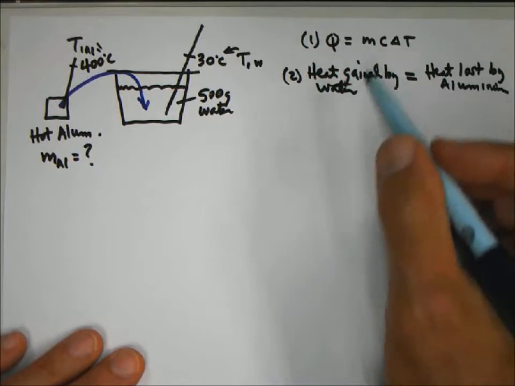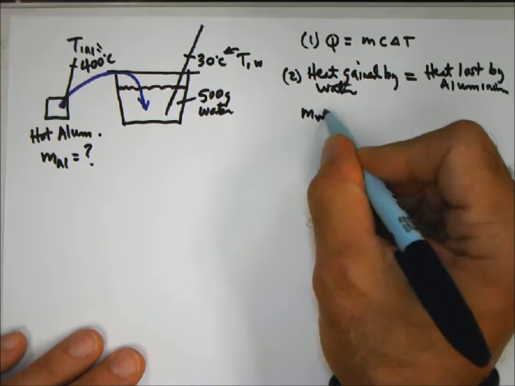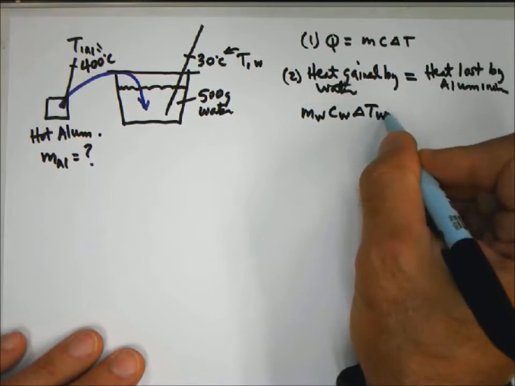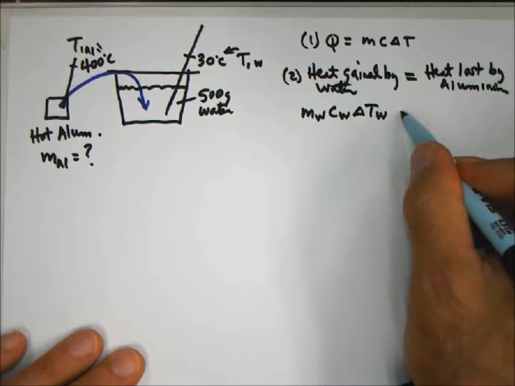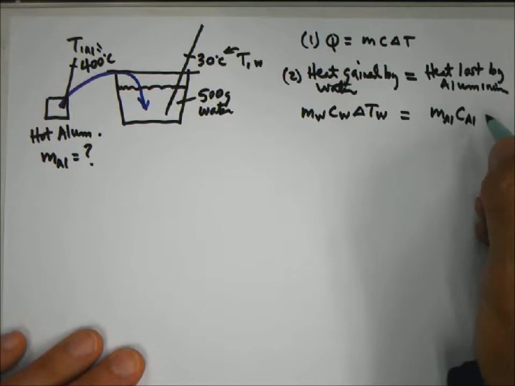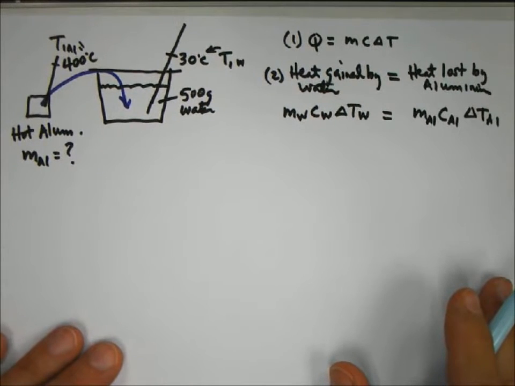Okay? Now if we substitute mcΔT in for each one of these, we can say, okay, the mass of the water times the specific heat of the water times the temperature change that the water goes through, that's the heat gained by the water, is equal to the mass of the aluminum times the specific heat of the aluminum times the temperature change that the aluminum has gone through.